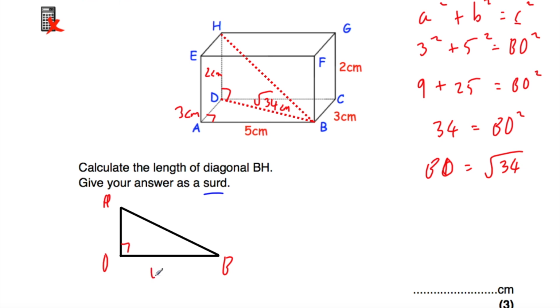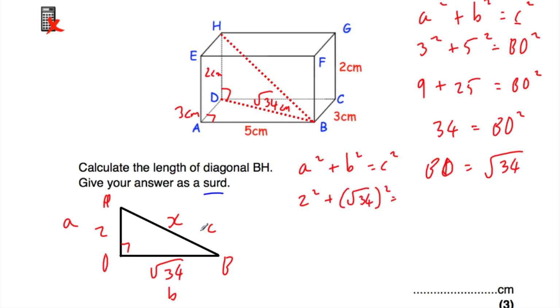DB is equal to root 34. BH is what we're trying to find, I'm just going to call that X for the minute, and BH is equal to 2 centimeters. So let's use Pythagoras' theorem here to find the length of BH, this value of X. So let's label the sides A, B, and C, the two shorter sides. So we've got A squared plus B squared equals C squared. A squared is 2 squared, plus B squared, which is root 34 squared, and that's equal to C squared, which I've called X in this case, so X squared.